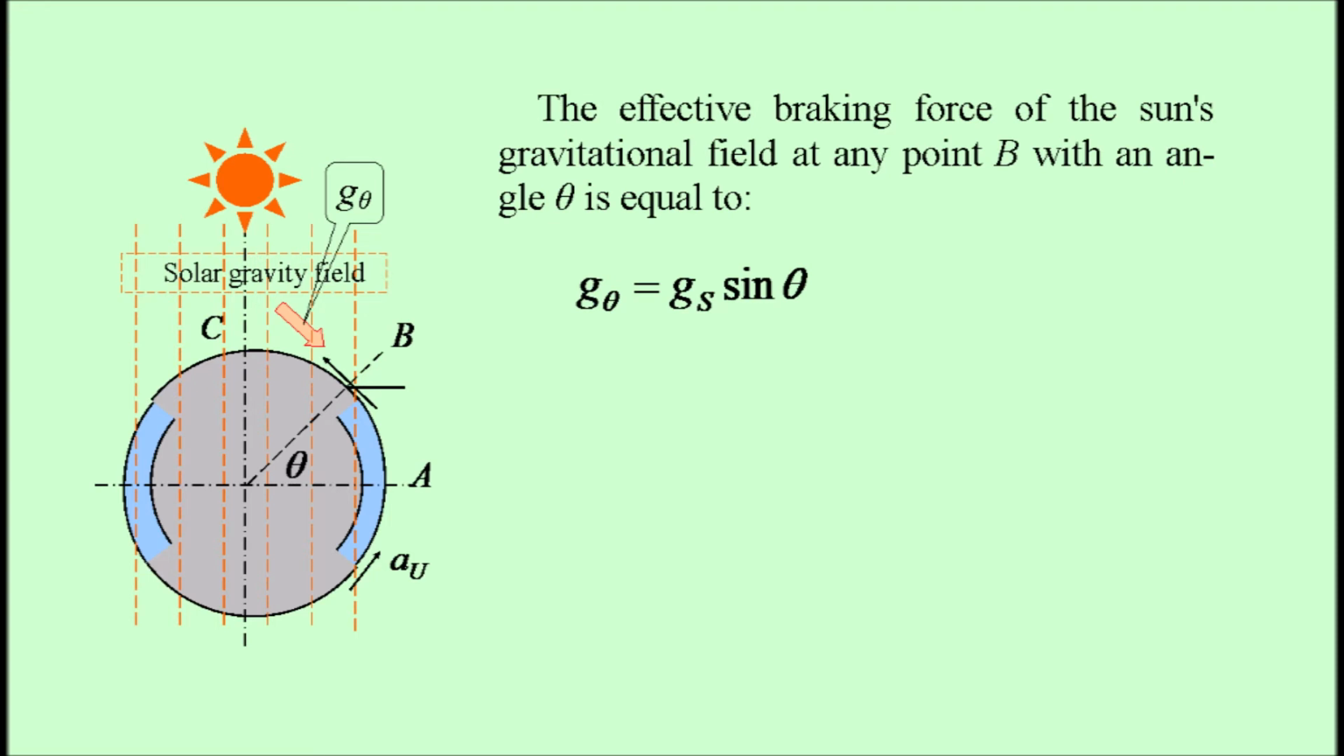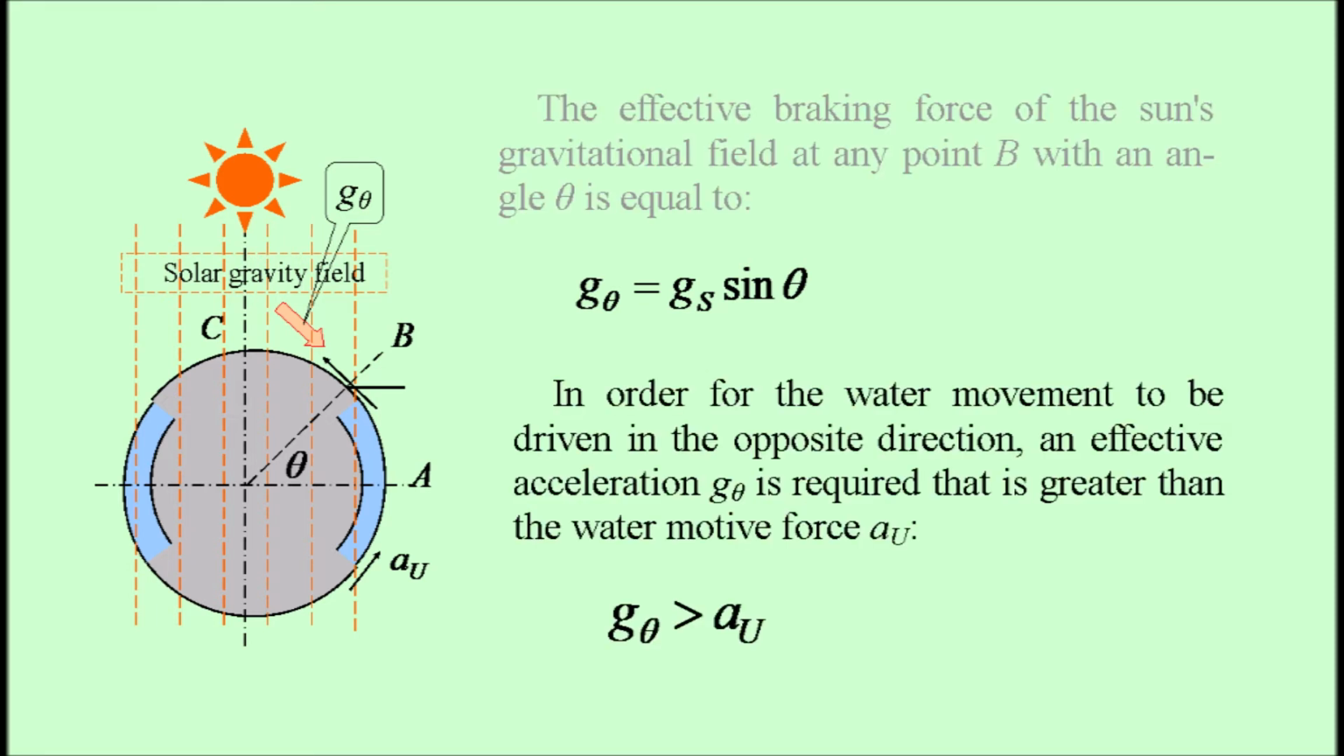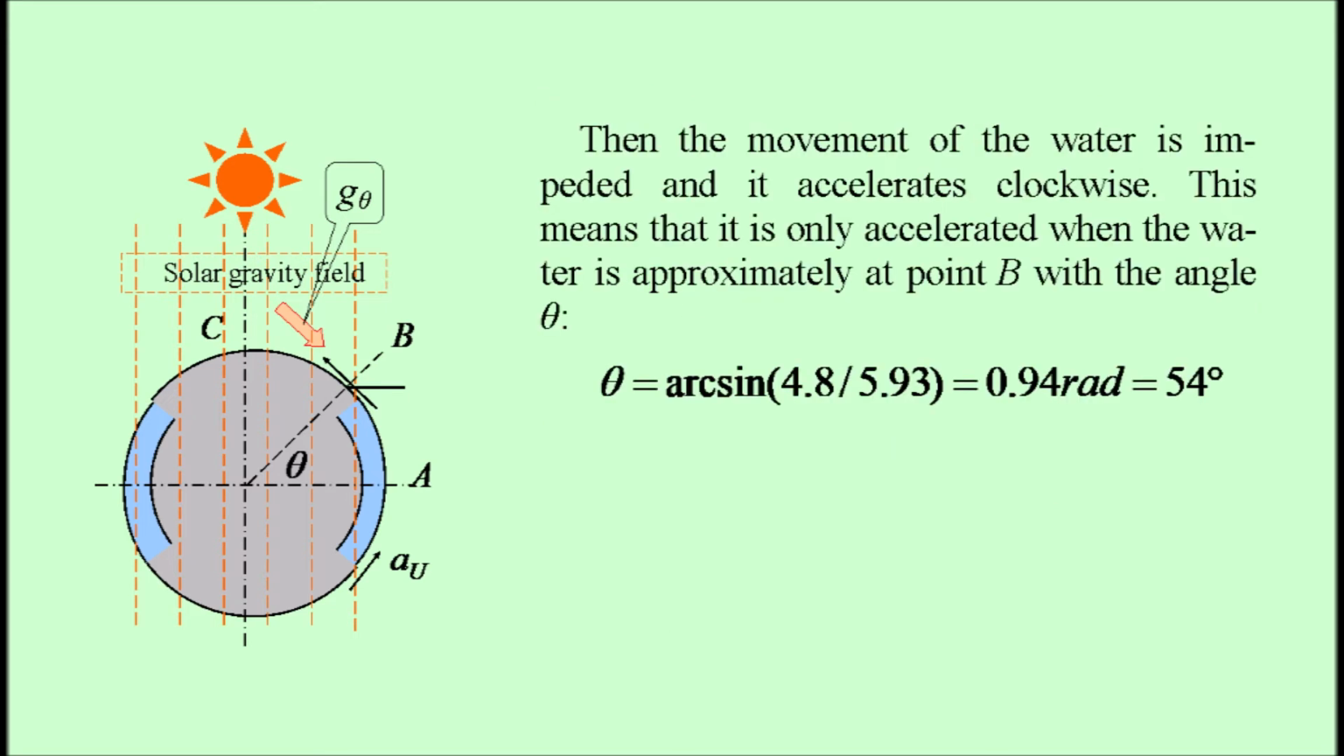The effective braking force of the Sun's gravitational field at any point B with an angle theta is equal to... In order for the water movement to be driven in the opposite direction, an effective acceleration g theta is required that is greater than the water motive force AU. Then the movement of the water is impeded and it accelerates clockwise. This means that it is only accelerated when the water is approximately at point B with the angle theta.